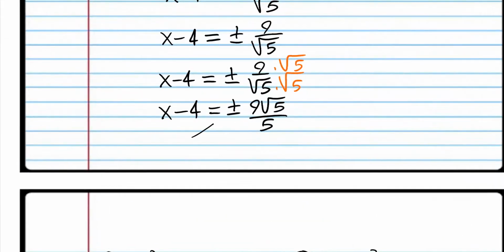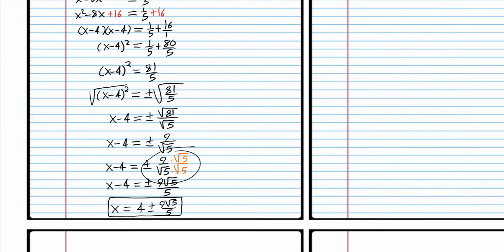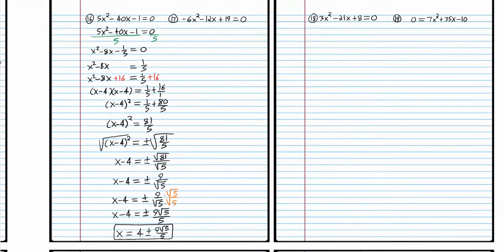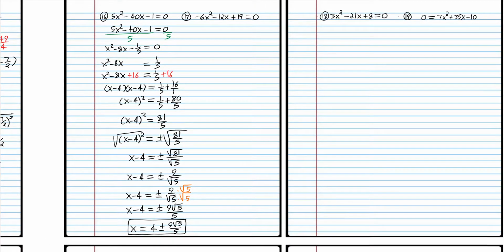Final solution would be 4 plus or minus 9 root 5 over 5. So again, the only difference with that problem is we had an irrational root in the denominator, but in the numerator, we had a perfect square. So go ahead and try number 17.